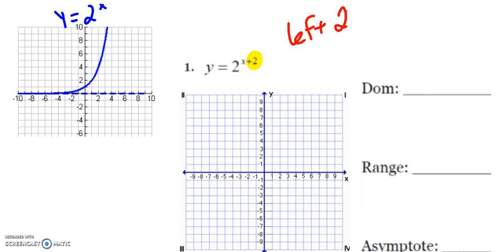So I can take all my key points from my original graph, which we know the y-intercept of 0, 1. Then I also have ordered pairs 2, 4, and 3, 8. And I literally can take those on the graph over here on the right to graph 2 raised to the quantity x plus 2 and count to the left 2. So 2, 4 over to the left 2. And then 3, 8 to the left 2.